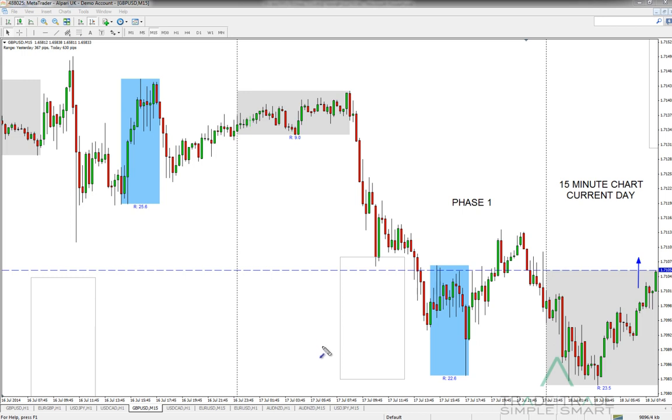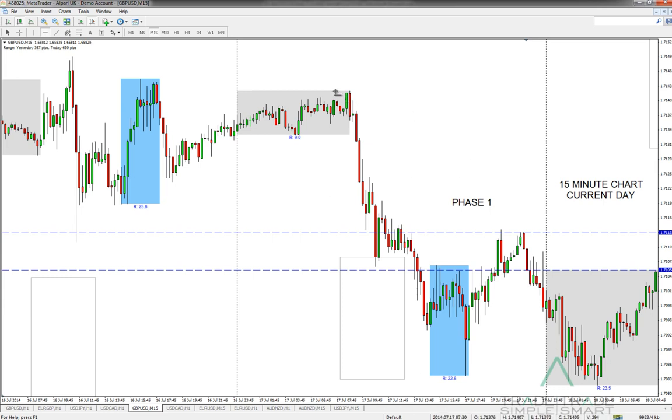Now, with horizontal support and resistance levels, they should be kept as obvious as possible, because the more obvious and the more simple that they are, the more chance that more retail traders are aware of them. Okay, so in terms of the easily identifiable levels, we have another level of resistance here.